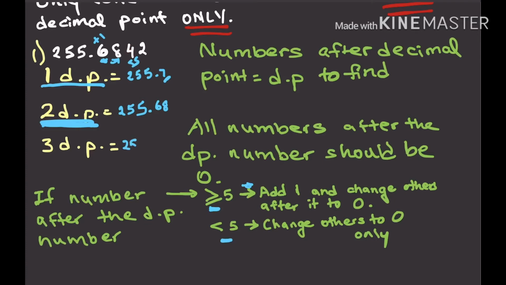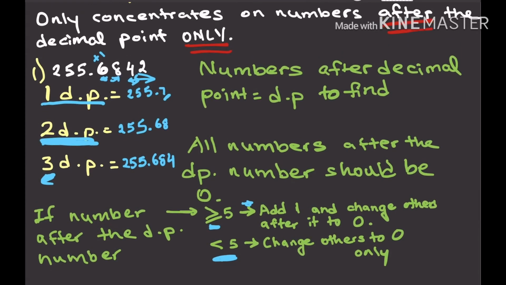So 255 again stays the same because it's before the decimal point. 0.68, they're not affected since they're not our DP numbers and there's nothing to add or subtract. 6, 8 and 4, nothing to add because 2 is less than 5, so change everything else to 0. So just the 4 and 0, right? Because all the numbers after the DP number, which is a 4, change to 0, so the 2 changes to 0. Again, it is telling us to change it to 3 decimal places, so the 0 should not be there or else you'll get it wrong. There should be only 3 numbers after the decimal point. So that's simply it. That's how easy it is to work with decimal places.